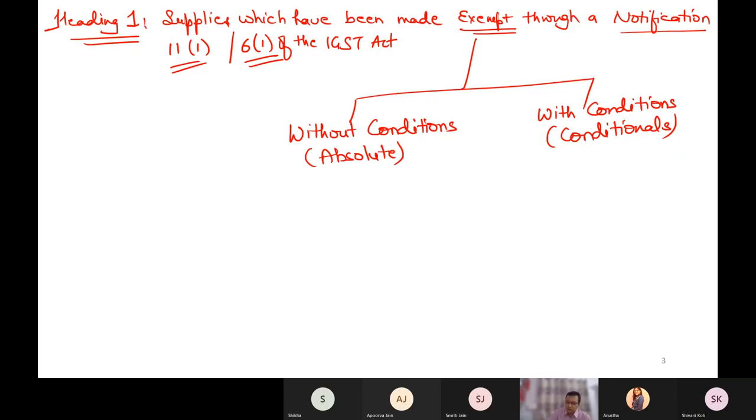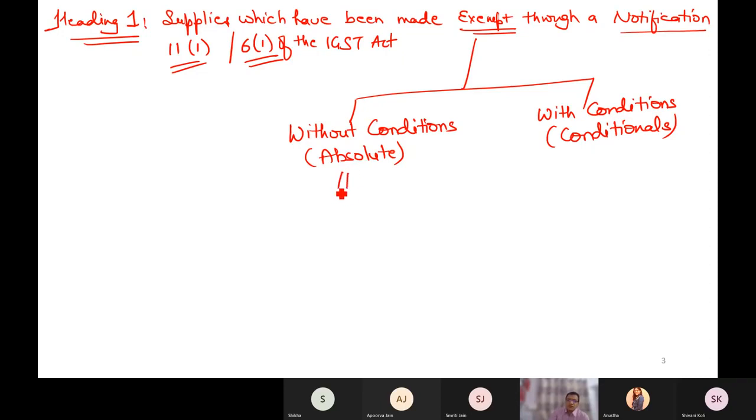I want to show you that notification also from the website. That may show you a glimpse of that notification. Then I will write some points which you can learn. Otherwise, we are not supposed to learn all the entries. It's not possible. Everyone needs the help of the act or rule to check that list. No one can learn that list. But some exemptions you must know are without conditions and some are with conditions.